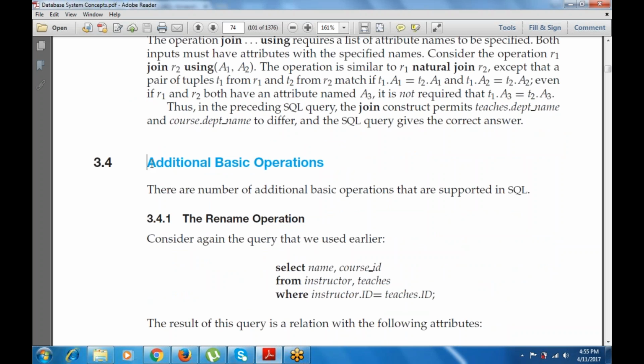Now the next part is the additional basic operations. What are these additional basic operations? That means divide, multiply, less than, greater than, logical operators, bitwise operators. So the various additional basic operations that are included in SQL I am going to cover in the next class, that is tomorrow's class.